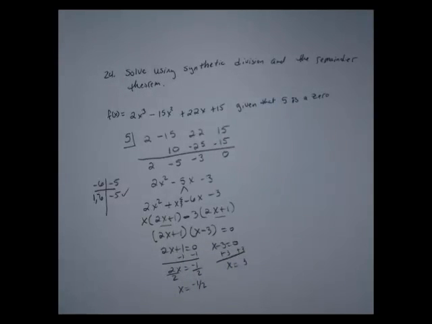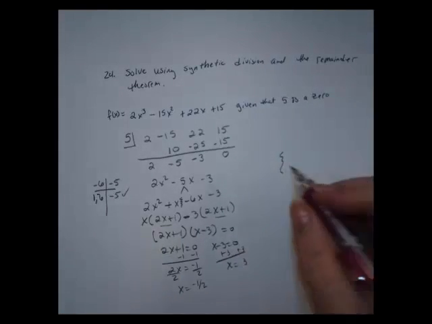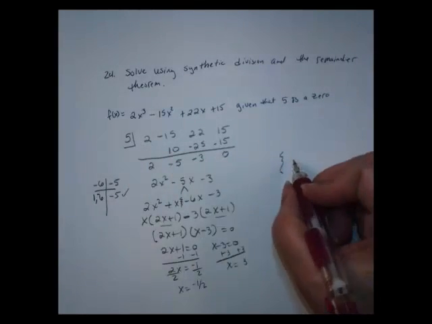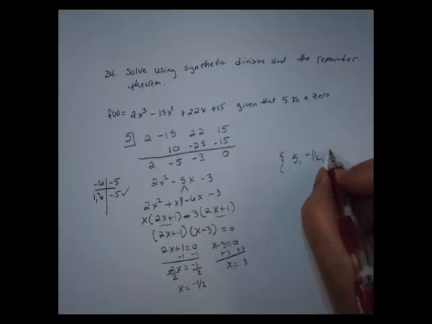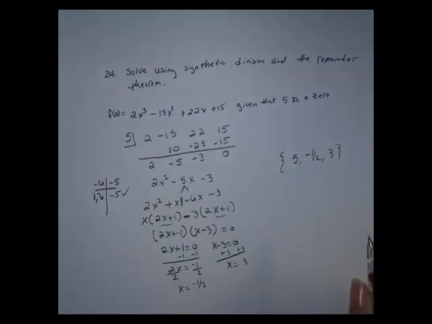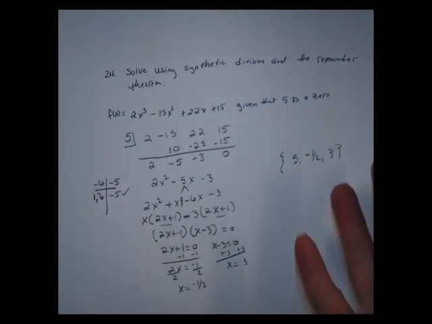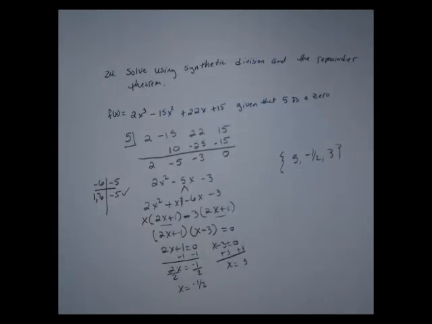So we have 3 zeros that we found. The first one is 5. The second one was -1/2, and the third one is 3. Make sure you always include the one that is given. Otherwise, you don't have your complete answer. And that is how you find your zeros for that one.